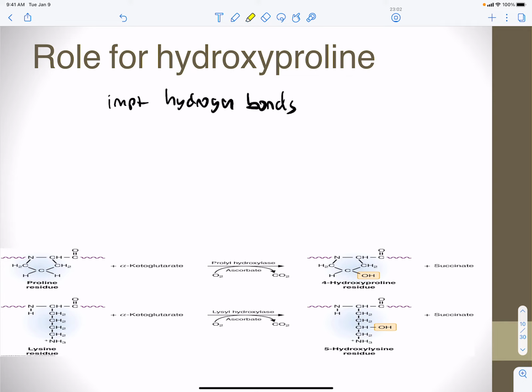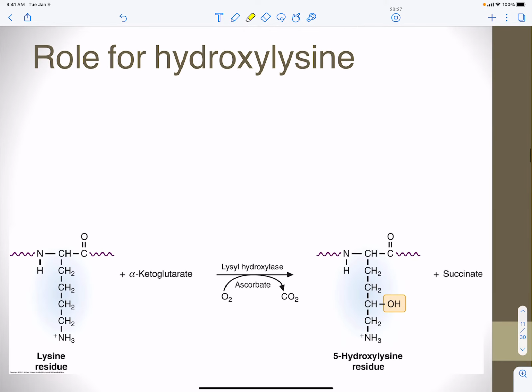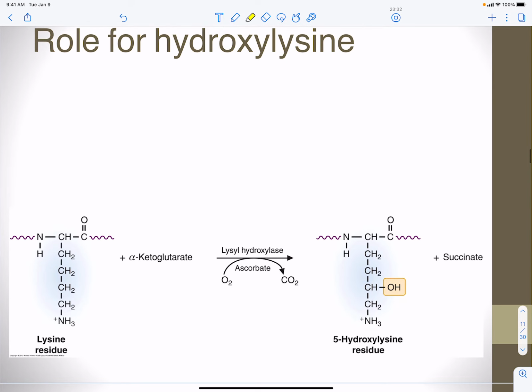And you can see here that we have vitamin C. So we have proline residues, and with an alpha-ketoglutarate, we have a hydroxylase with vitamin C that will generate a hydroxyproline residue and release succinate. We also have our hydroxylysines, which is the same sort of thing.